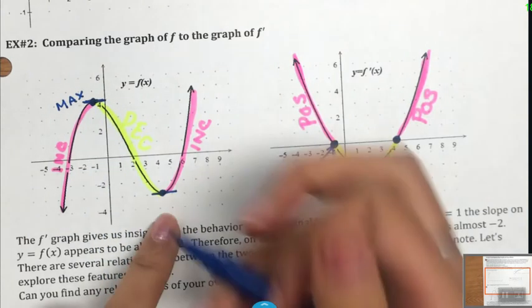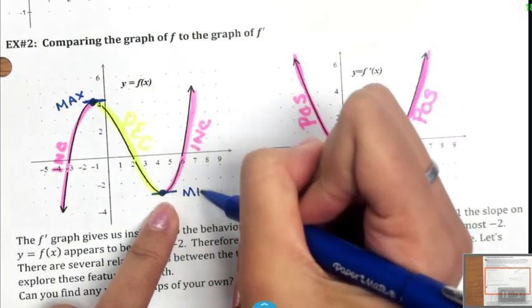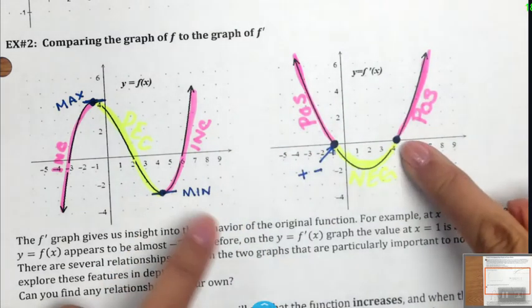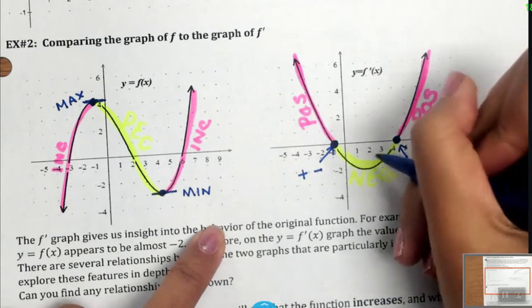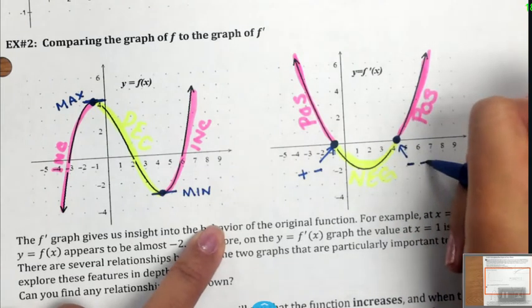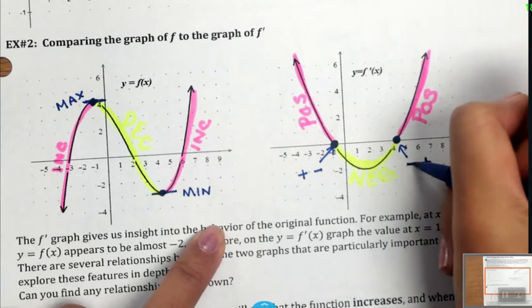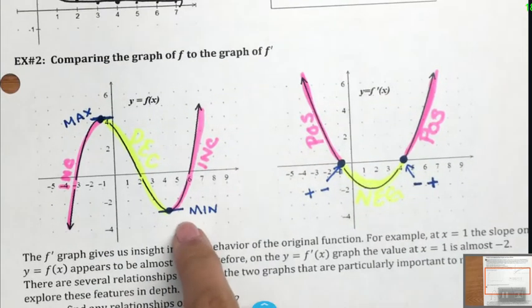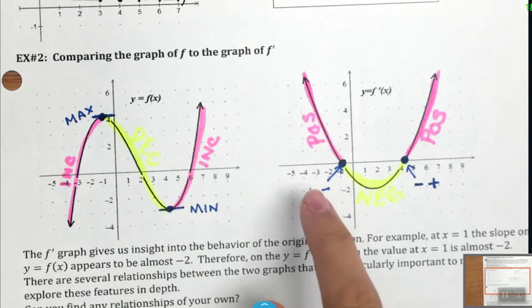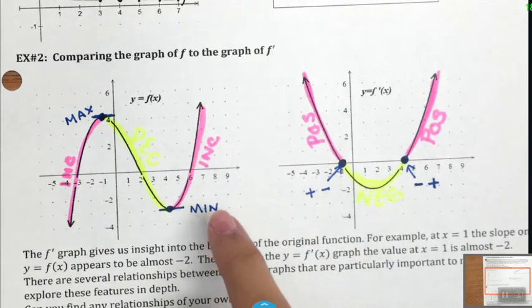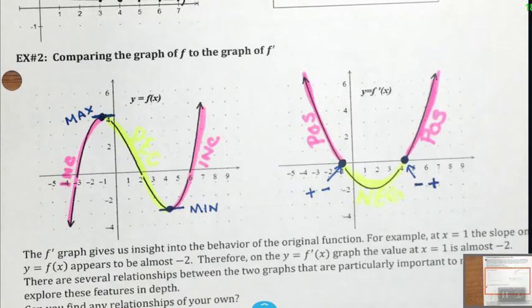And then right here, you're at a minimum, and your first derivative should go from negative, if you read from left to right, to positive, right? And that will tell you that you have a minimum on the original graph. So maximum on the original graph, the first derivative goes from positive to negative. Minimum on the original graph, first derivative goes from negative to positive. Everybody okay with that? Yeah?